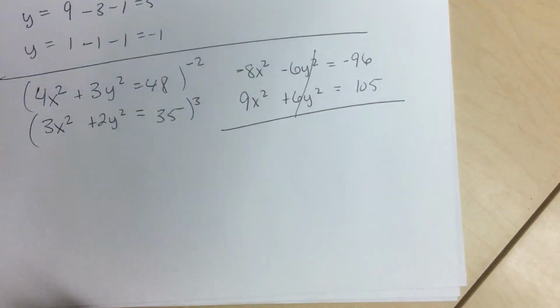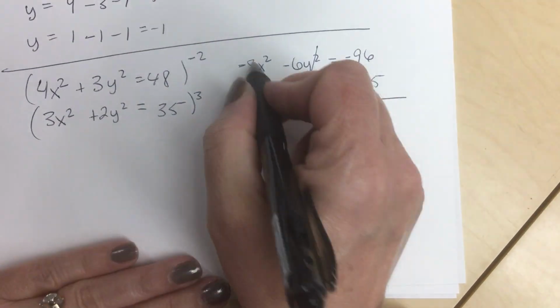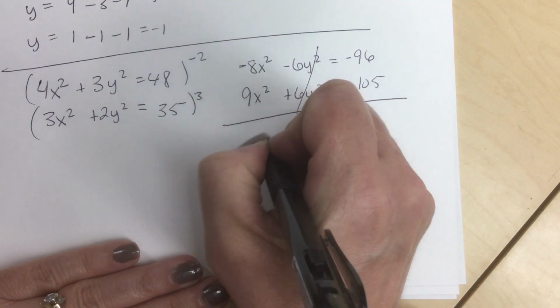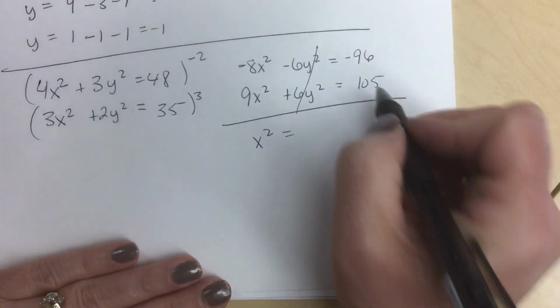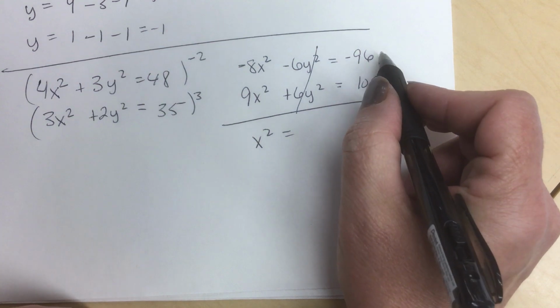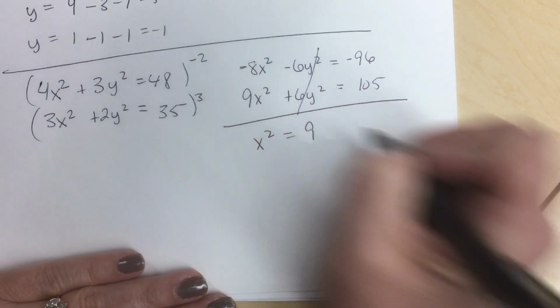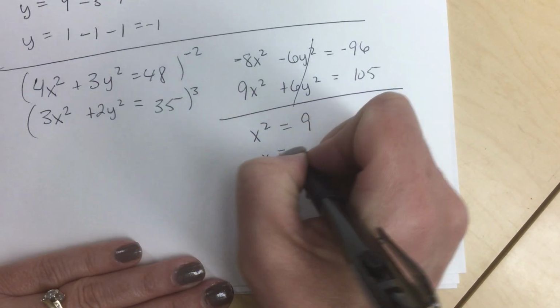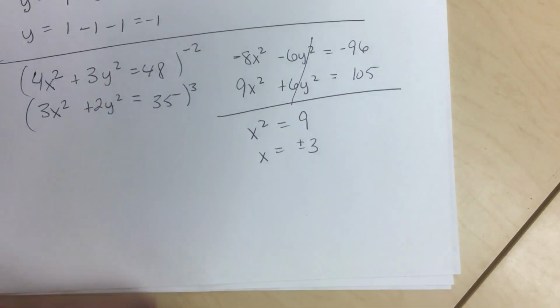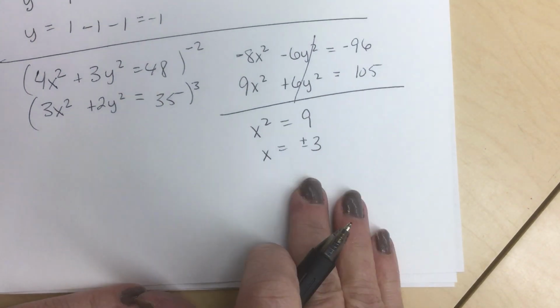So that's going to cancel out. Then I have 9x squared and negative 8x squared, so that's 1x squared equals, and 105 minus 96 would be 9. So x equals plus and minus 3. Don't forget that it could be negative, so I've got plus and minus 3.